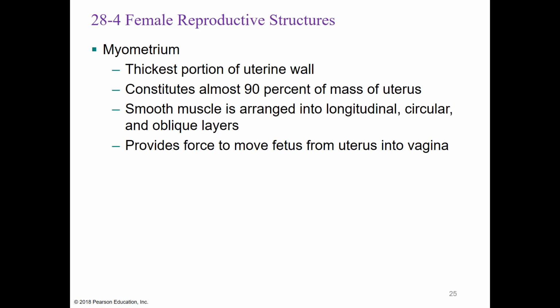So the perimetrium was the outermost covering we touched on. The myometrium is the thickest portion of the uterine wall, again, made of smooth muscle, constitutes about 90% of the mass of the uterus. This thick muscle will actually provide the force we need to move the fetus from the uterus into the vaginal canal during childbirth.